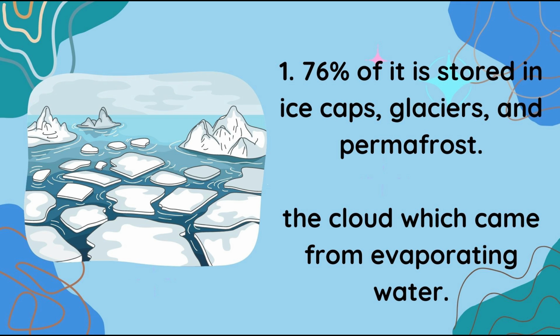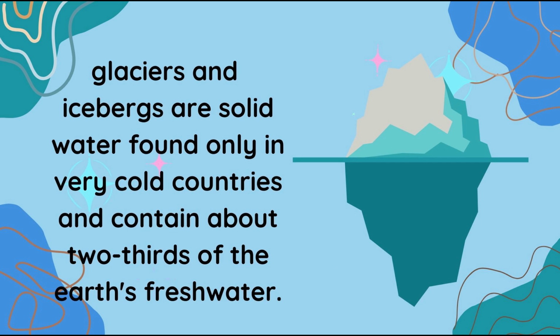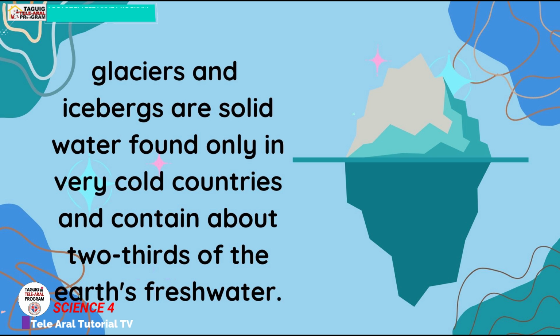1.76% of it is stored in ice caps, glaciers, and permafrost, and in the clouds which came from evaporating water. Glaciers and icebergs are solid water found only in very cold countries and contain about 2/3 of the Earth's fresh water.